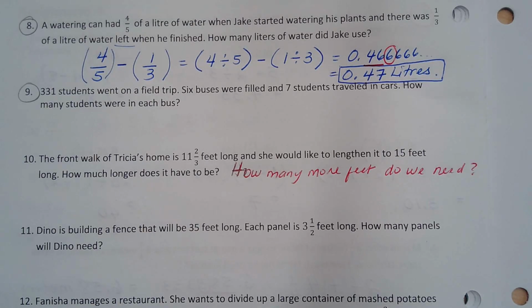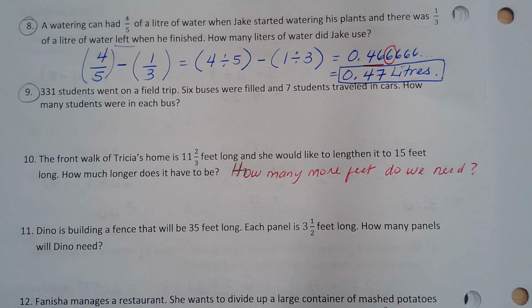Okay, let's move on to question number 9. 331 students were on a field trip. 6 buses were filled and 7 students traveled in cars. How many students were in each bus? So how can we do this? There are 331 students on a field trip. There were 6 buses that were filled with kids, and 7 students were somewhere else and traveled in cars. So how many students were in each bus? Any thoughts?